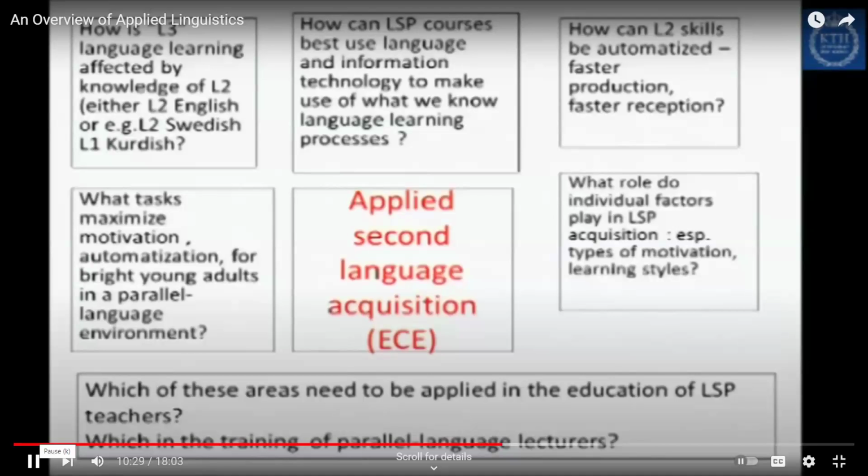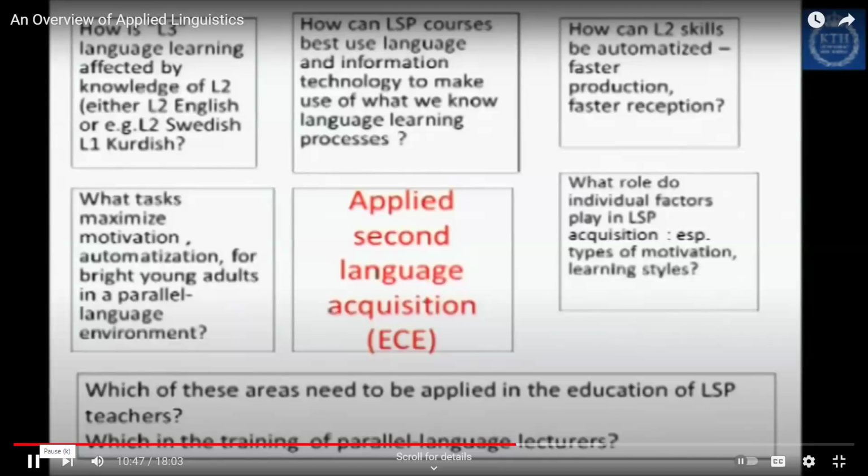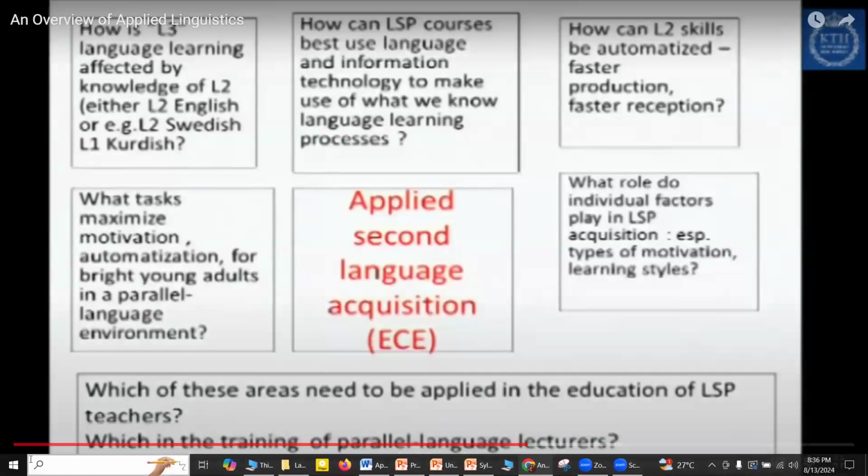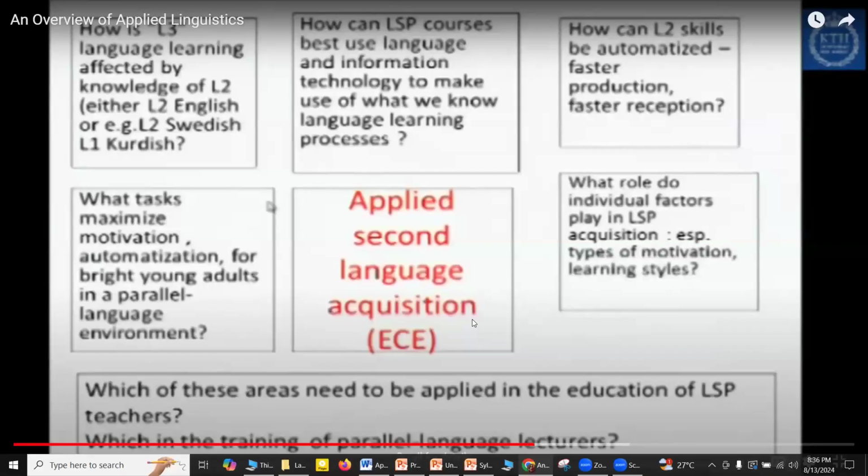What role do individual factors play? We are going to be faced with a group of students who are going to be very different from one another. What effect do different types of motivation have on the learning process? What effect do different learning styles have? And this is a very striking feature, I would imagine, of KTH, that the learning styles of engineers are quite likely to be very different from the learning styles of people in other environments.